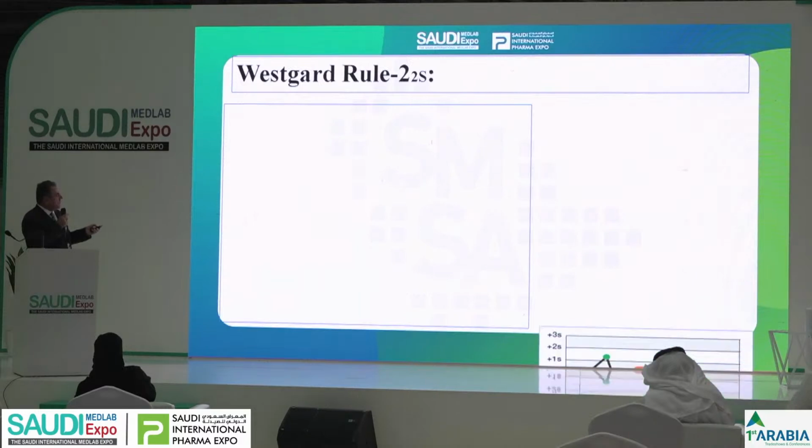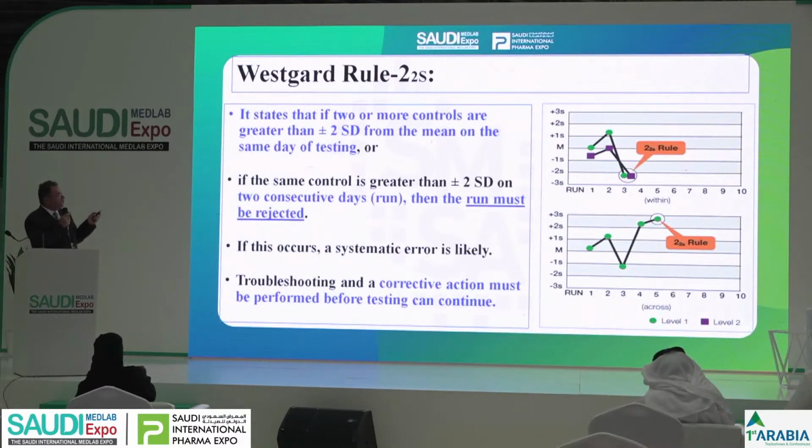Okay. Then we have the rule of 2-2SD. Now either my one control is out of 2 SD 2 consecutive times, or my both controls are out of 2 SD.